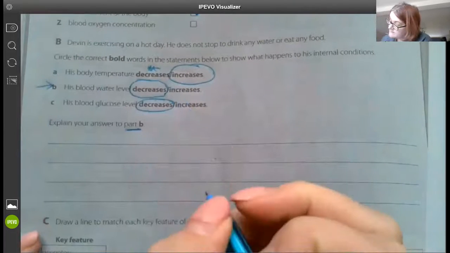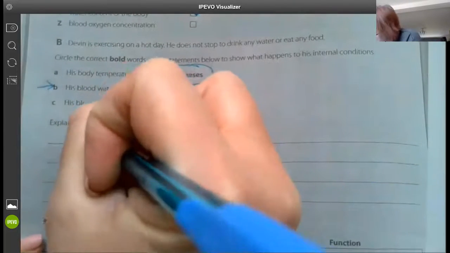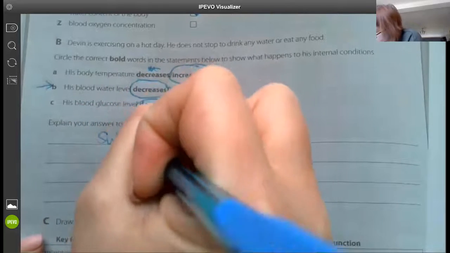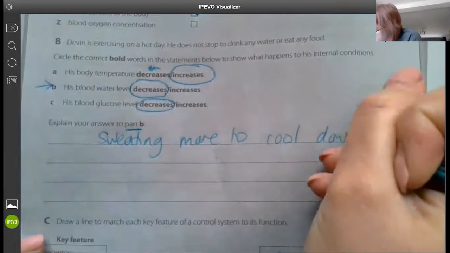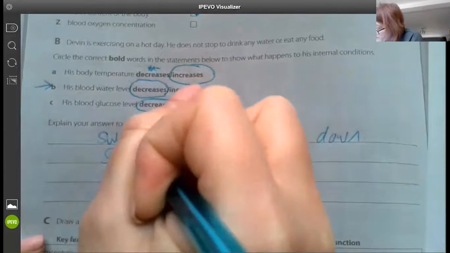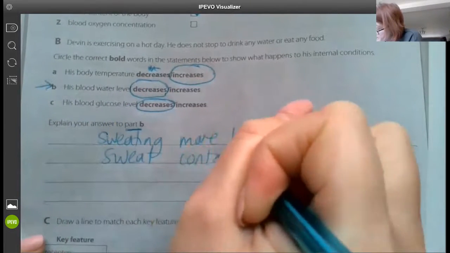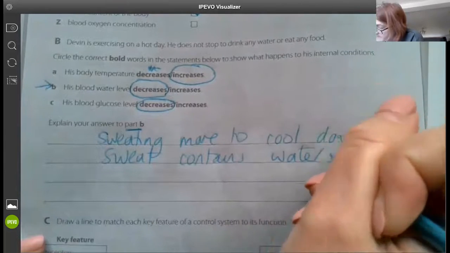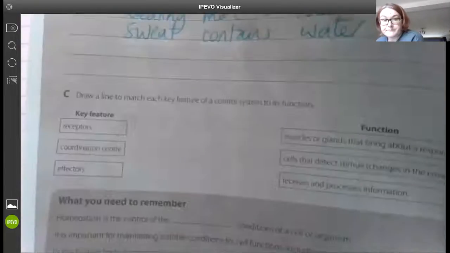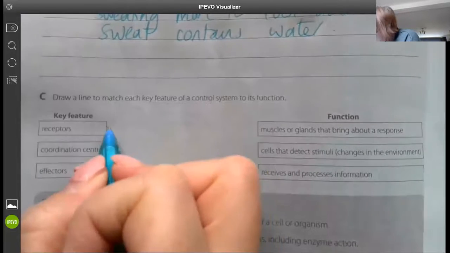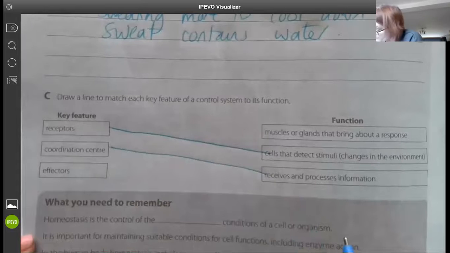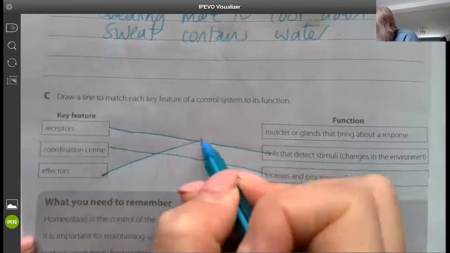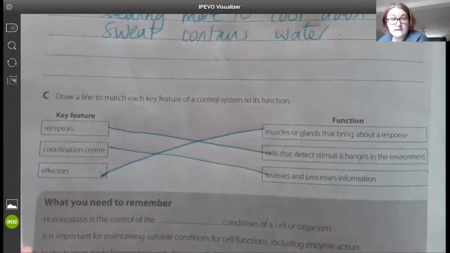It says explain your answer to part B. So why does his water level decrease? He is sweating more to cool down, and sweat contains water. So we've got an answer there. All right, part C: the receptors are the cells that do the detecting. The coordination system receives and processes the information, and the effectors bring about a response. So this is all recap.